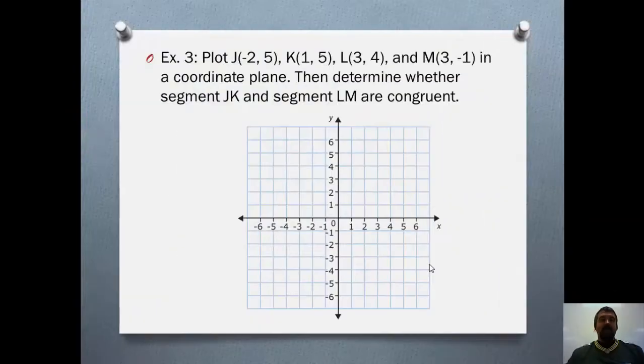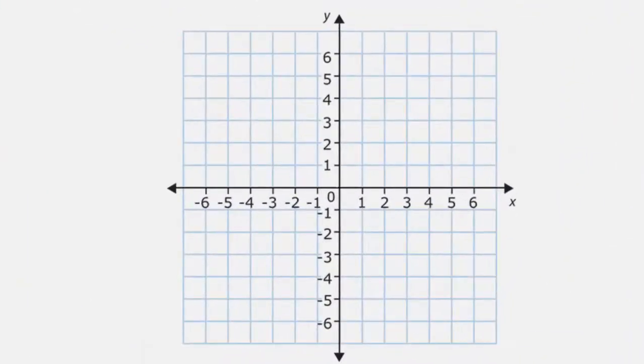In example 3, they want you to plot these 4 points in a coordinate plane. I'm not even going to see what else they want right now. I'm just going to plot them. So J is -2, 5. So I will go -2 on the X, and then I'll go up 5 for the Y. So this is where J is.